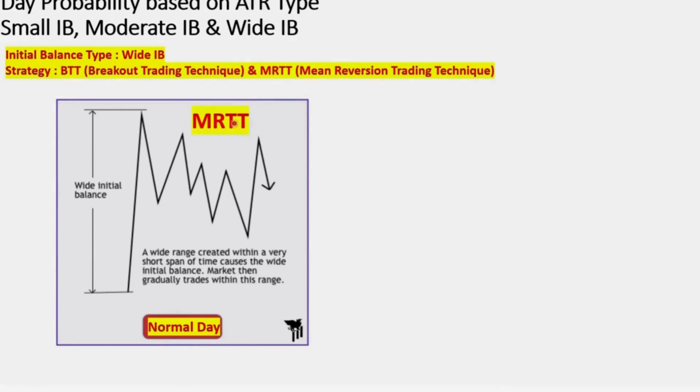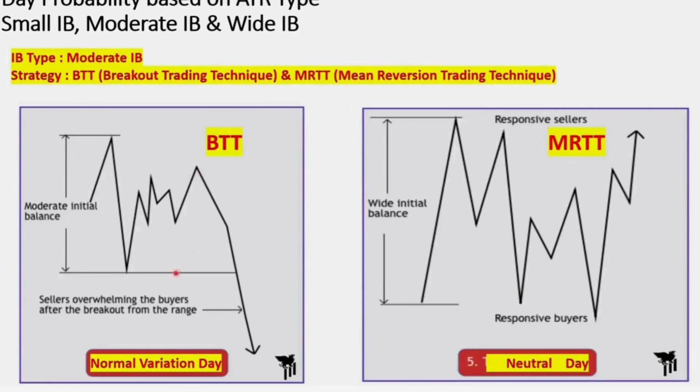When you look at a normal variation day, it looks like a trend on either side, and the IB high or IB low has been broken on one side. But on the neutral day, the IB is broken on both sides, but the trend might not continue. It will mean revert to the value area. So the best possible trading setup for the normal variation day is the breakout trading technique, whereas for the neutral day we can look for a mean reversion trading setup.